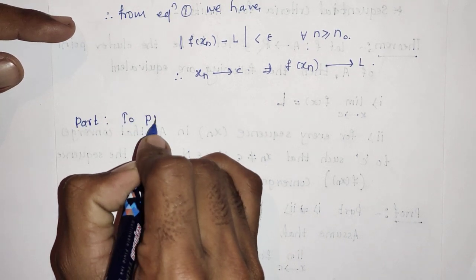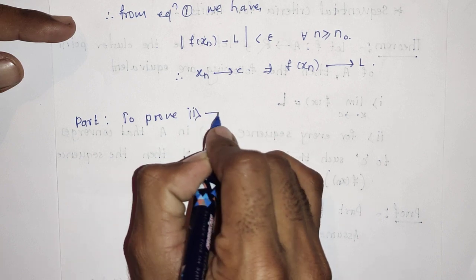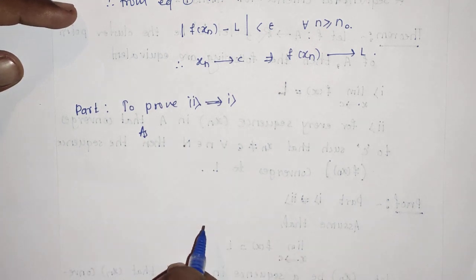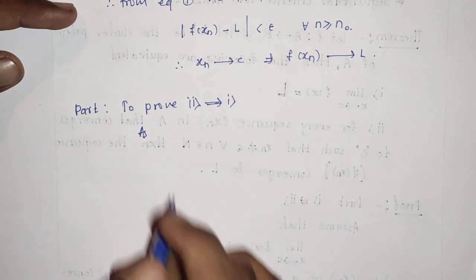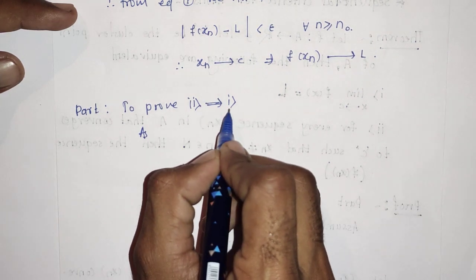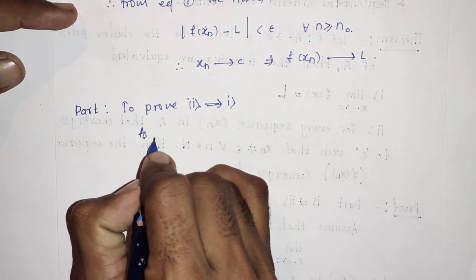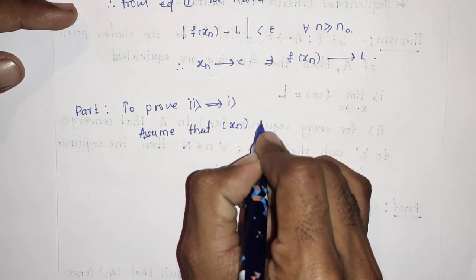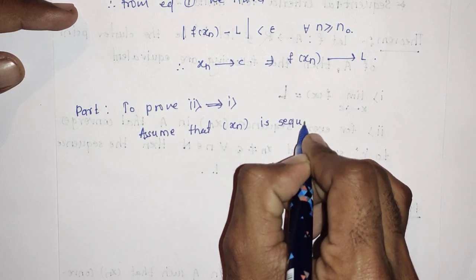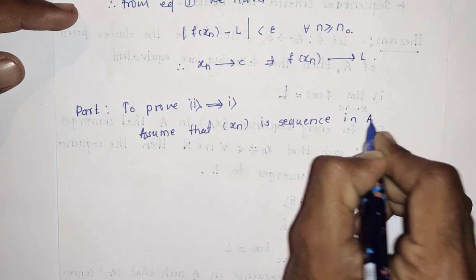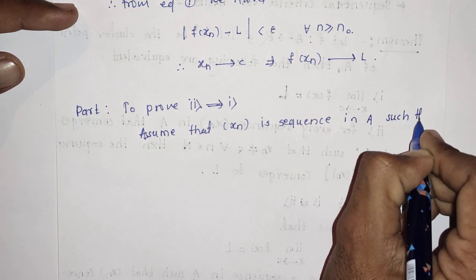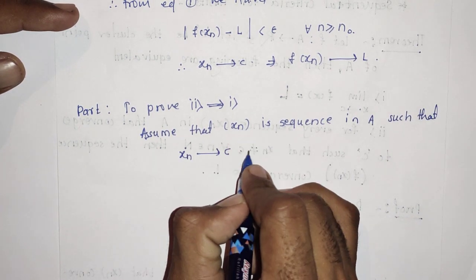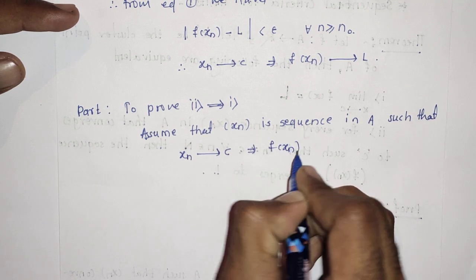So, to prove second implies first, assume that xn is a sequence in A which converges to c, and also their image, that is f of xn, converges to L. Therefore, we have to prove that the limit as x tends to c of f of x is equal to L. So, assume that xn is a sequence in A such that xn converges to c implies f of xn converges to L.